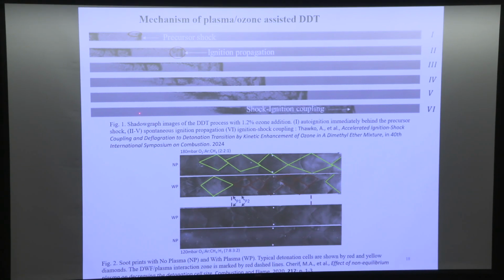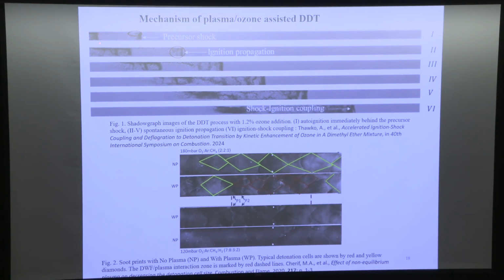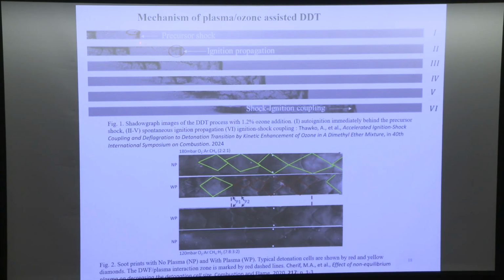You can see that when you have a flame, you generate a precursor shock wave, and with ozone and accelerated combustion, you generate an ignition front. That ignition front coupling with a shock wave is how you can accelerate detonation.